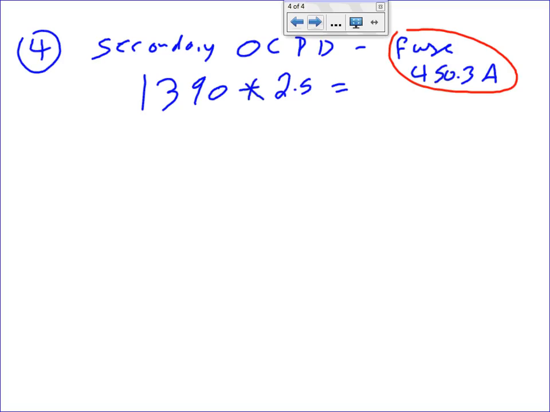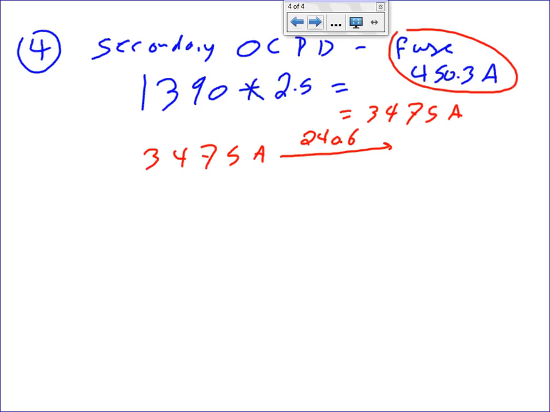What do you guys get? Anybody came up with something cool? 3475 amp. Okay, thank you. You take 3475 amp, take this one to 240.6, and guess what you're gonna get? What do you guys get? Anybody can guess? I don't think there's anything in between. 4,000 amp. So get yourself a 4,000 amp fuse and a 4,000 amp disconnect with it.